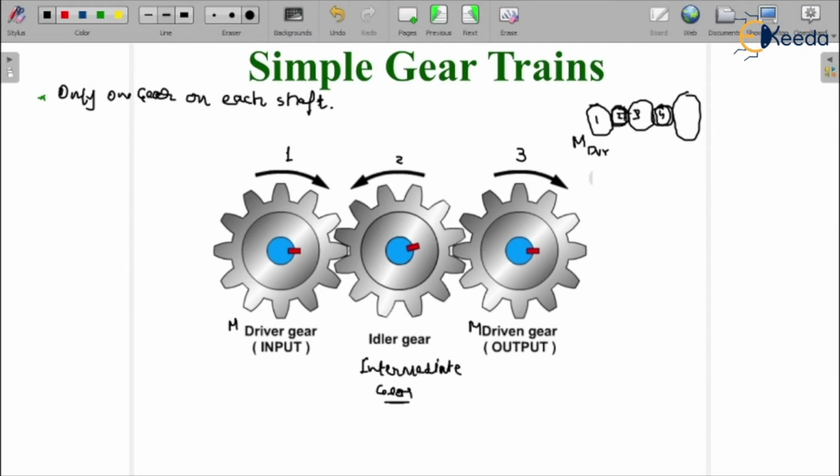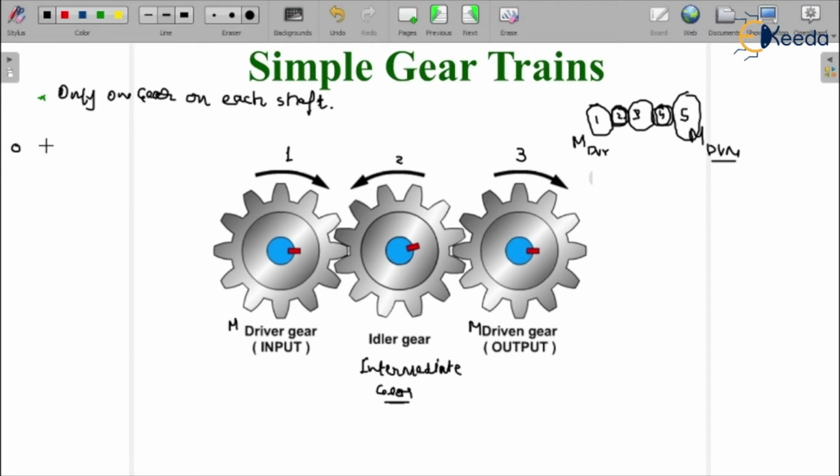Are you getting my point? See, in 2 and 3, which is driver? 2 is driver and 3 is driven. In 3 and 4, which is driver? 3 is driver and 4 is driven. So that is why I am saying this is the main driver, and this is the main driven. Okay, this is the main driver, and these 2, 3, 4 are called the intermediate gears.